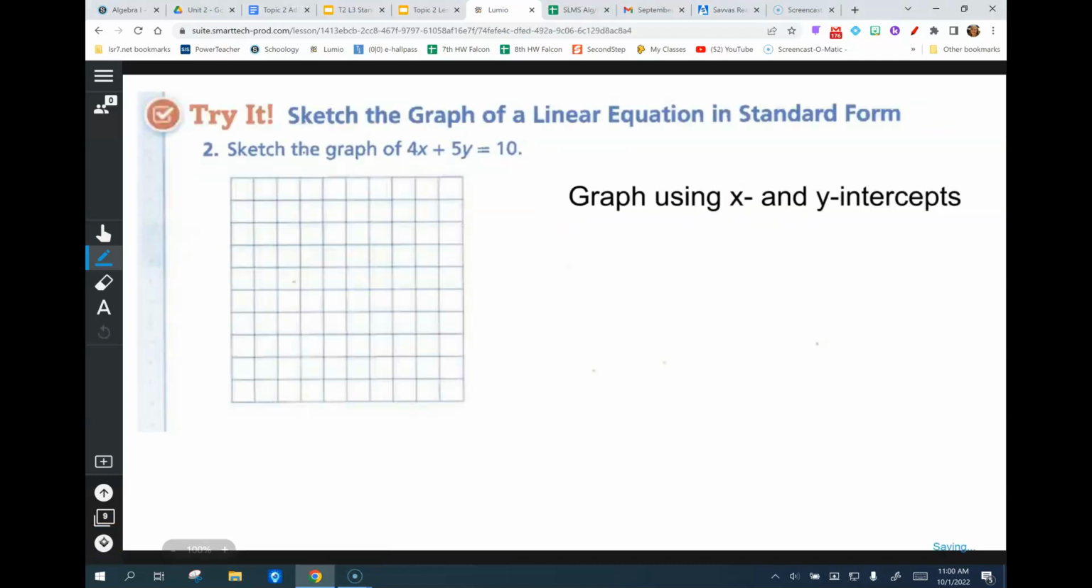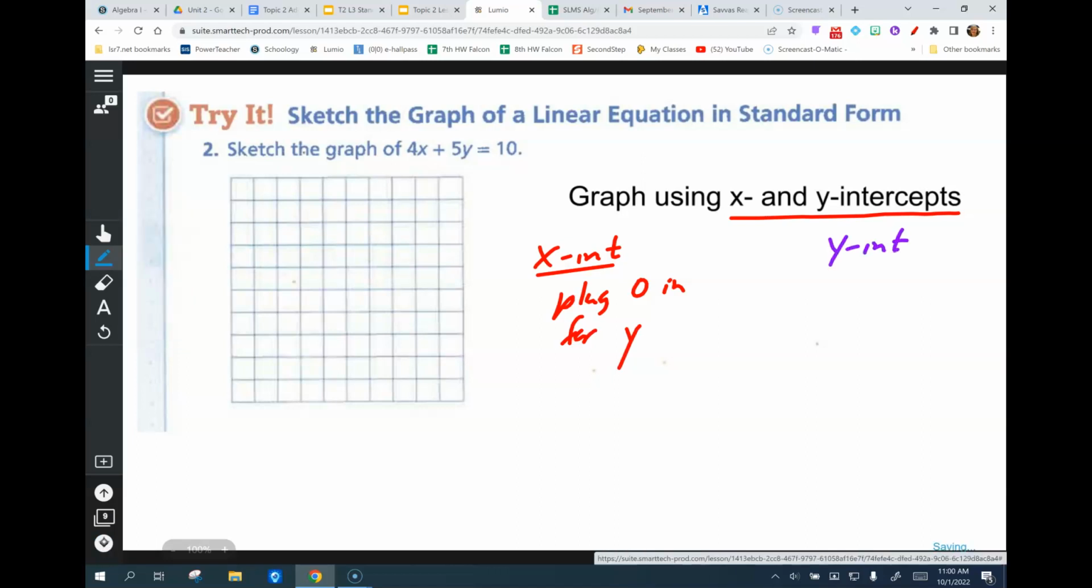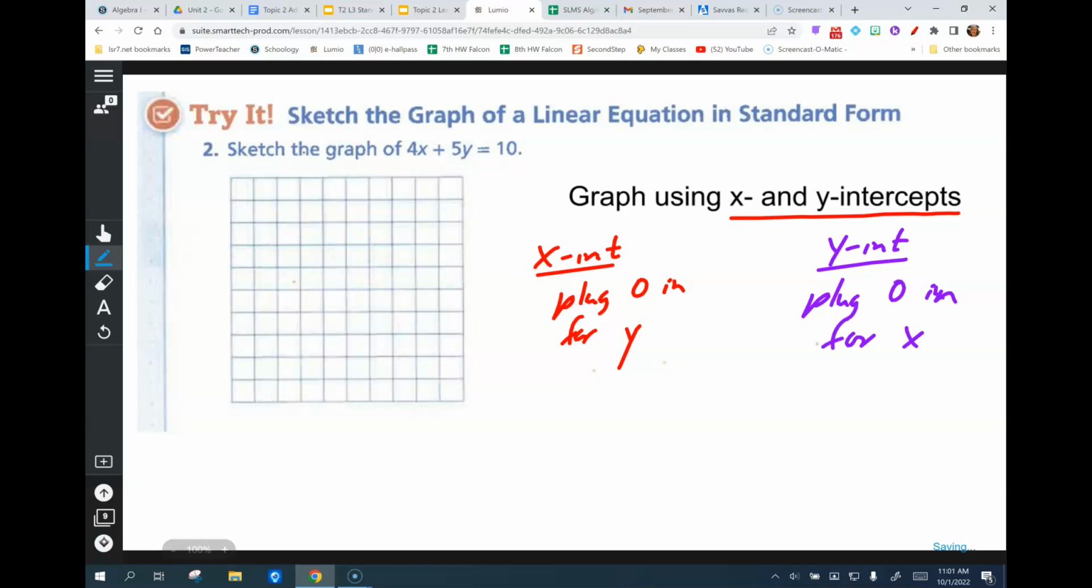So now we're going to graph. If we're given an equation in standard form, what we're going to do is graph using x and y intercepts. So what we need to remember when I find an x and y intercept, if I want to find the x-intercept, I am going to plug 0 in for y, exactly. And if I want a y-intercept, I'm going to plug 0 in for x. And then we're going to solve.